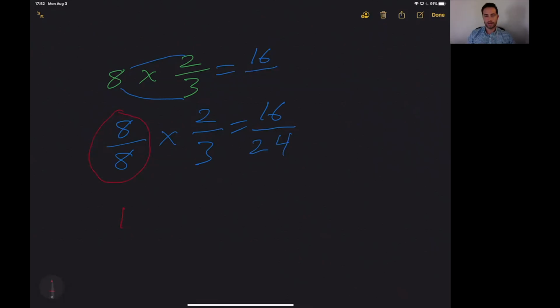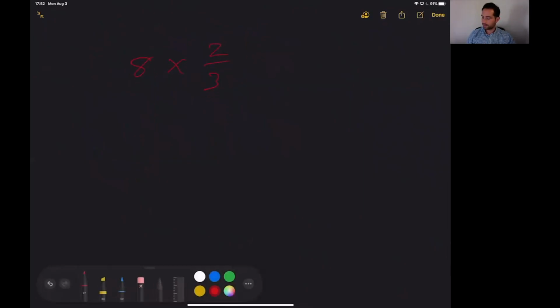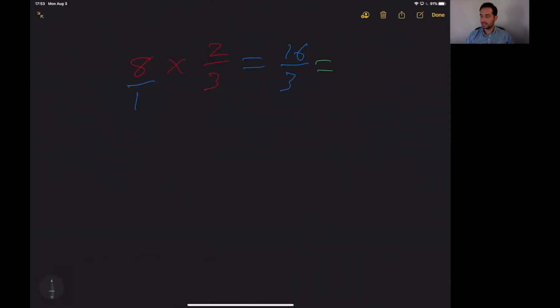So back to our original problem, what we actually need to do is 8 times 2/3. We can just take any whole number and put a 1 on the bottom. So now we have 8 times 2 and 1 times 3. And we get 16 over 3, which we can then turn into a mixed number. How many times does 3 go into 16? It goes in 5 times, and 1/3 left over.